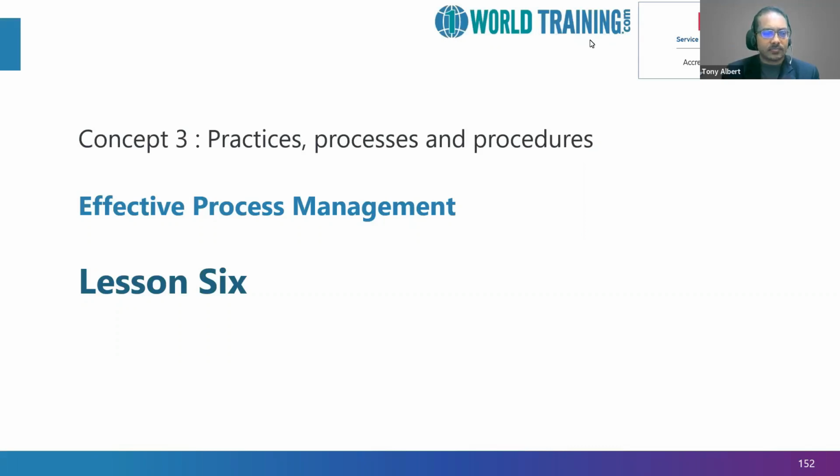Lesson 6. Effective Process Management. This lesson is taken from Concept 3, covering practices, processes, and procedures.